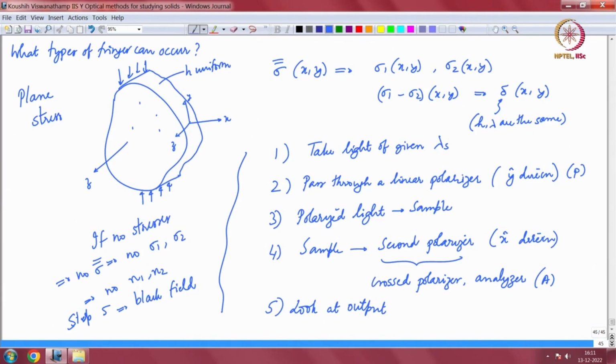So, what we will do in the next session is start with this sequence of 5 steps, and then go one by one through each of them, and see, if stresses were present, how they manifest themselves. We will see that there are 2 types of fringes that result from the interaction of the light with this sample that contains sigma 1 and sigma 2, called isochromatics and isoclinics, and we will try to understand how to break down their behavior, properties and so on. So, we will continue with that from the next session.